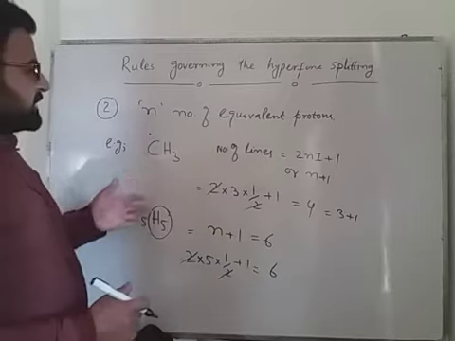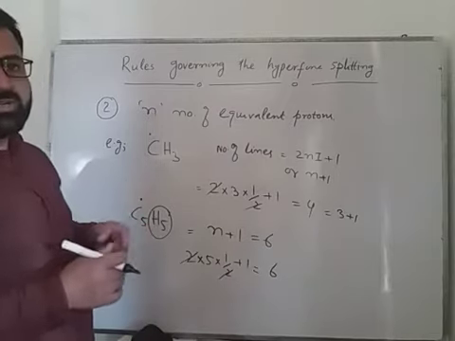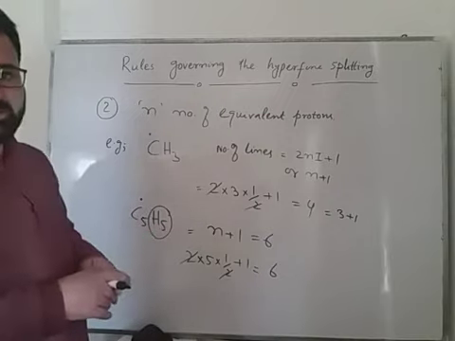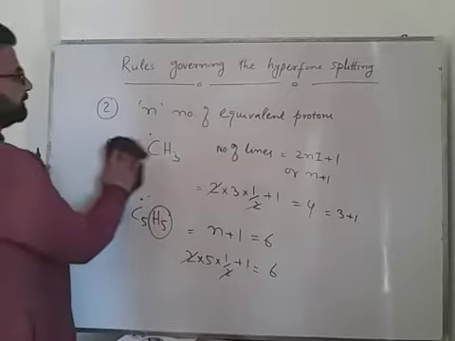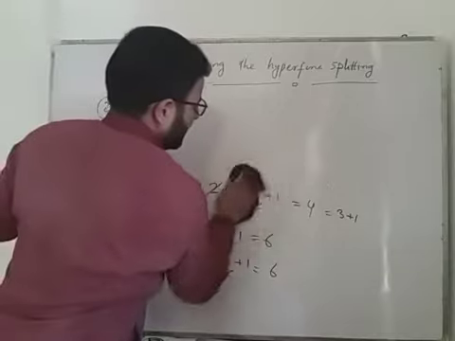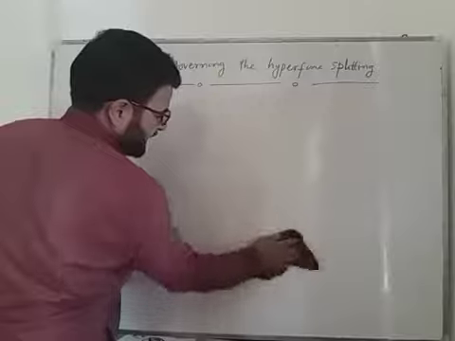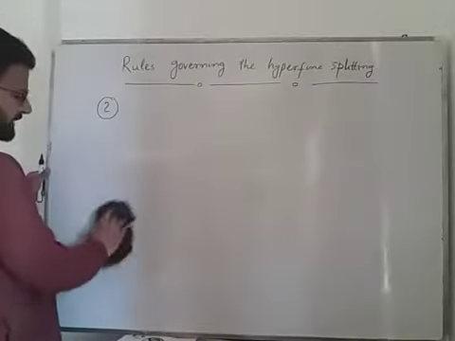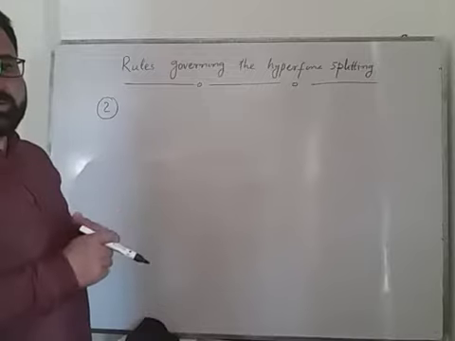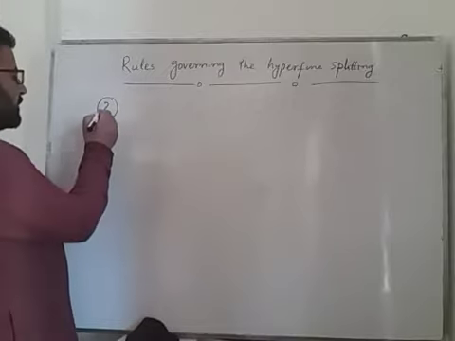So simply in such systems where you have n number of equivalent protons, you can easily guess the number of lines in its spectrum by using the formula n plus 1. Now one more situation can arise where in a single molecule you will be having two or more than two sets of non-equivalent protons. That situation can also arise.